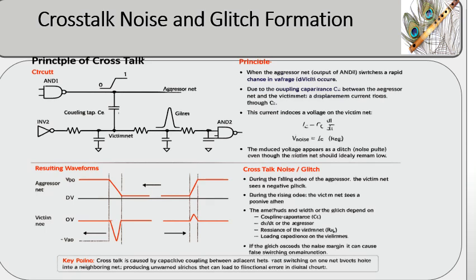Capacitive coupling between adjacent interconnects transfers a small amount of switching energy from the aggressor net to the neighboring victim net. This transferred energy appears as a short-duration voltage disturbance, commonly referred to as crosstalk noise or a glitch. The polarity and magnitude of the induced pulse depend on the aggressor's switching direction, transition speed, coupling capacitance, and the electrical characteristics of the victim net. If the induced glitch exceeds the available noise margin, it may be interpreted as a valid logic transition, resulting in false switching or timing violations. Preventing such unwanted glitches is therefore an important objective of signal integrity-aware physical design.